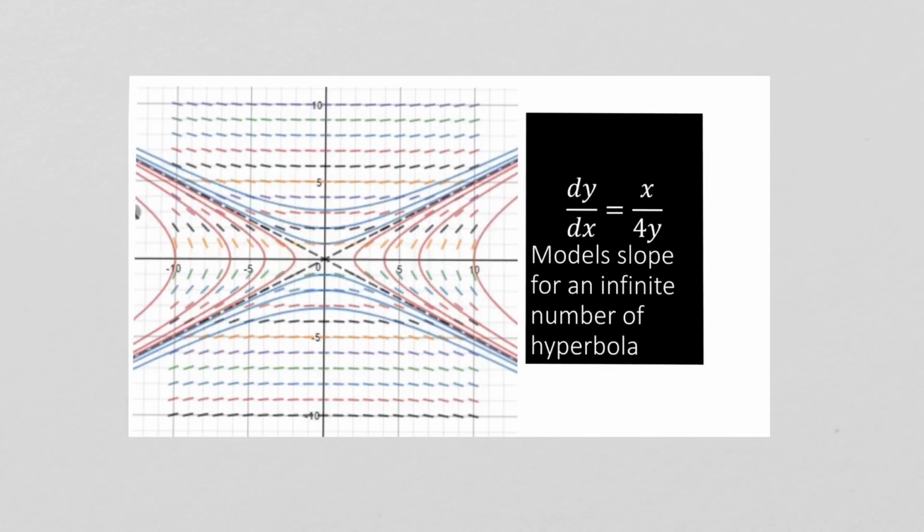So this is looking kind of messy now because I drew a bunch of these on here, but all of these hyperbolas follow this same dy/dx. If I plug in one of their x and y values, it'll tell me what the slope is at that point.